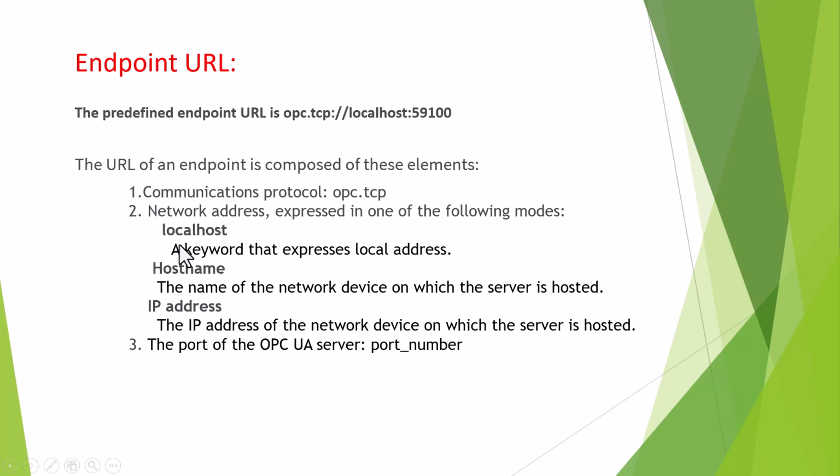Localhost is a network address. You can use three models to explain. It's called localhost, and the host name is the name of the network device and the IP address. We often use the IP address for the network device, which is the host. This is the OPC UA server port number, 59100. It is different. OPC UA servers have different numbers. It is the port number you have to use depending on which OPC UA service. Okay.